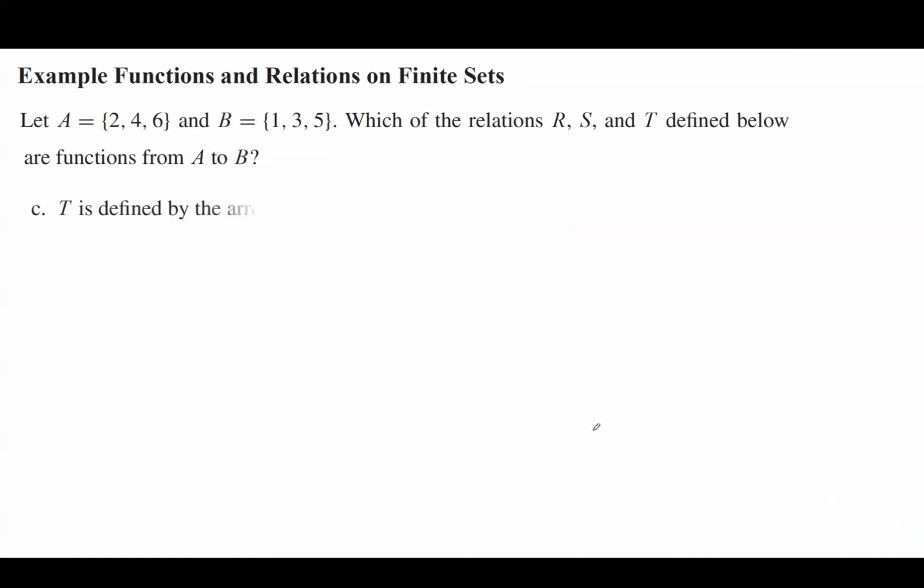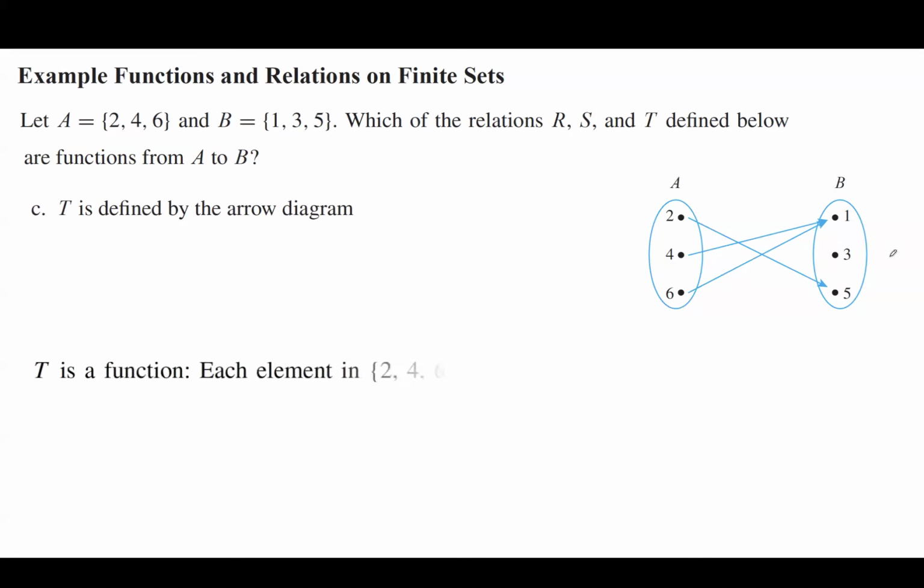Let's take a look at another relation. Relation T is defined by an arrow diagram like this. This relation maps 2 to 5, maps 4 to 1, maps 6 to 1 as well. It's not an issue that you have an extra value in B. You don't have any issue with having extra values in the second set. T indeed is a function.